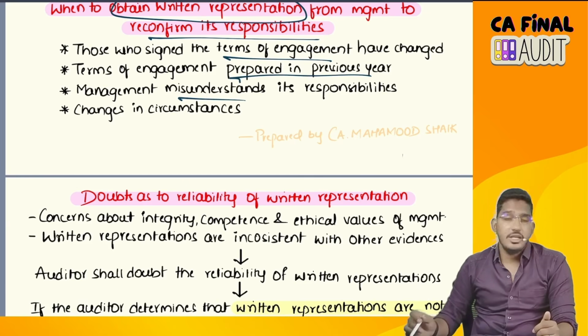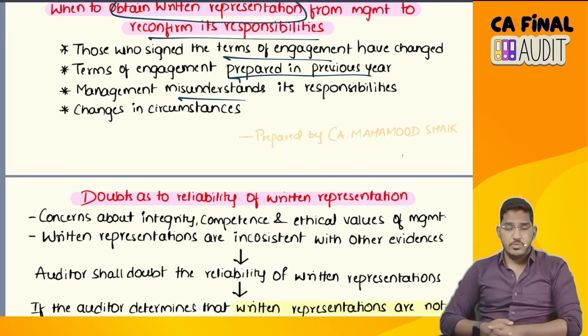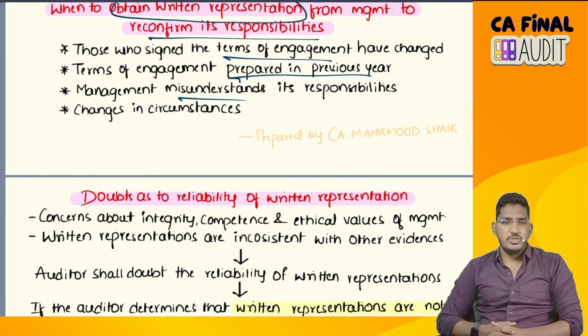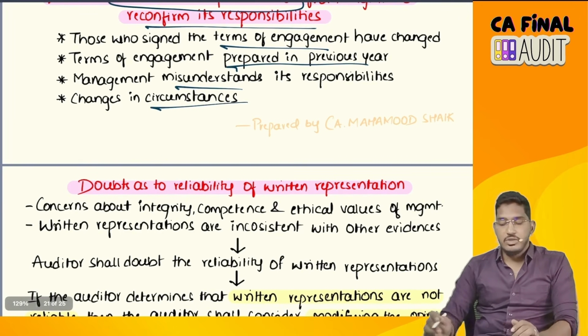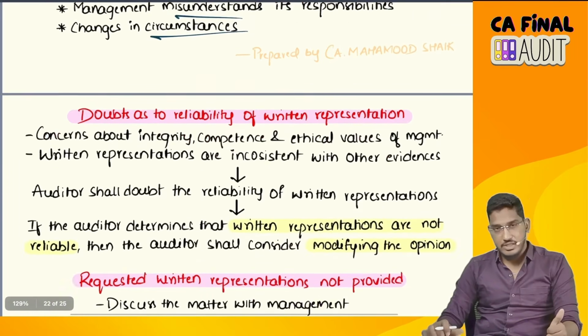Or management misunderstands its responsibilities. Initially, management gave a written representation that they are accepting all the responsibilities, but later I realized that management misunderstood their responsibilities and gave the confirmation. So just go and explain to them clearly, sort out that misunderstanding, and get the written representation once again to confirm those responsibilities. And if at all any circumstances have changed, because of the change in circumstances also, you might be required to obtain a written representation once again.